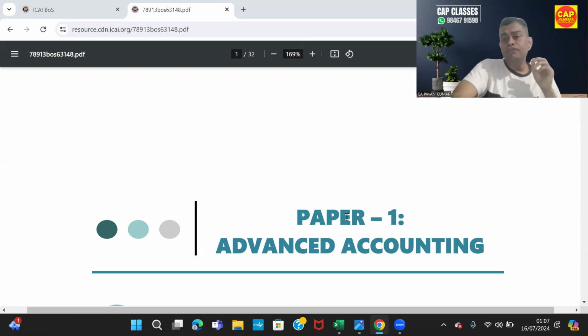Okay, so if you remember in our classes I told you there are some accounting standards where there is no accounting at all. A few examples are accounting standard 18, related party disclosures. There is no accounting. You will not see passing any journal entry. Also, accounting standard 24, discontinuing operations.